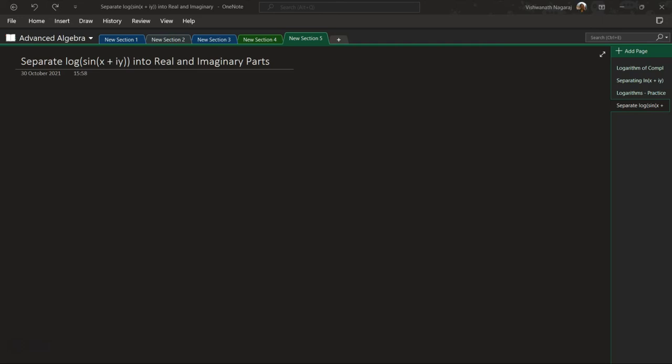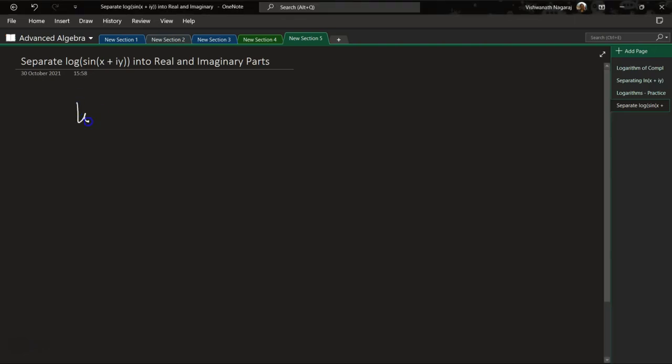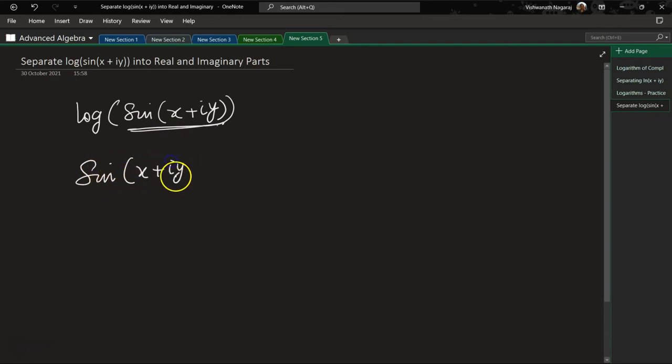In this session, what we are going to do is separate log of sin of x plus iy into real and imaginary. So let's take this first. Sin of x plus iy, we know how to figure out this.